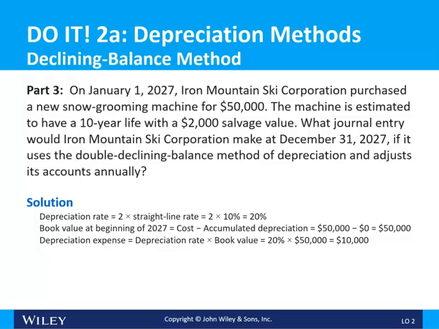We're going to apply that rate to the book value. The book value is cost less accumulated depreciation. Since it's our first year, we have no accumulated depreciation, so our book value is the $50,000 cost. The expense is depreciation rate times the book value, so 20% times $50,000 is $10,000. That is our depreciation. And the entry, again, is debit depreciation expense, credit accumulated depreciation.